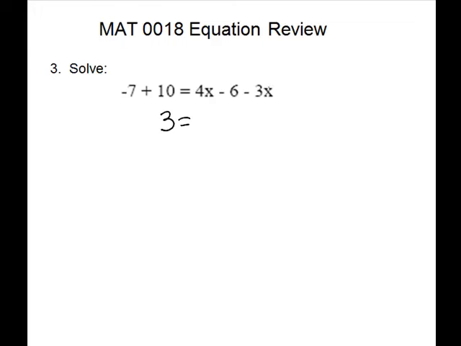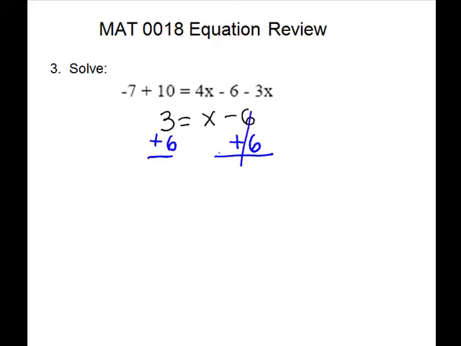On the right-hand side, your x terms can go together. 4x minus 3x is 1x or just x. Now you're ready to solve. On the side with your variable, you want to get rid of the 6. It's subtracted, so we will add a 6 to make it cancel. You must also do it on the other side of the equal sign. So we will add a 6.